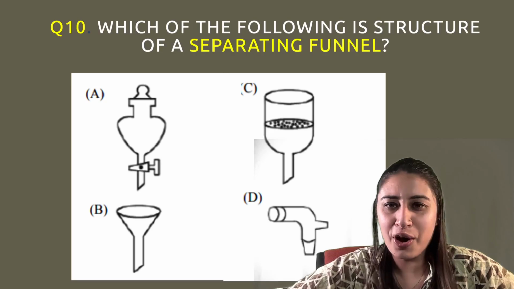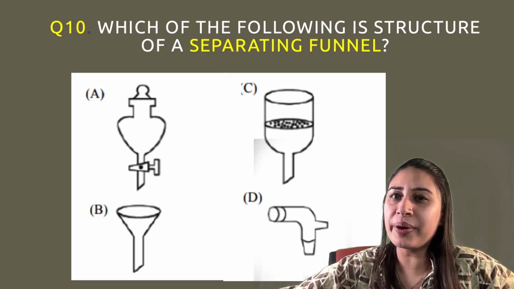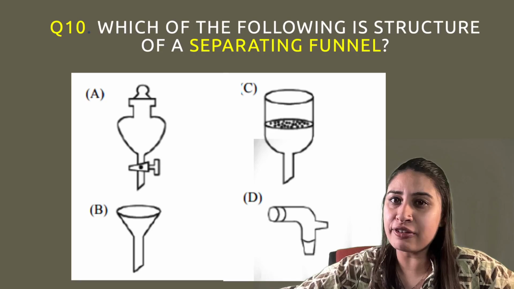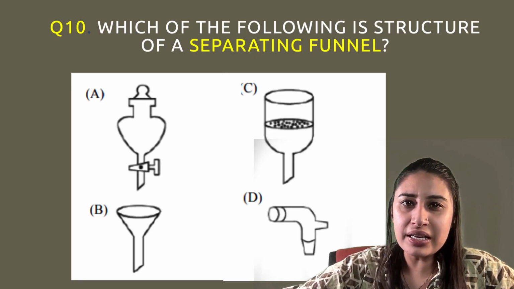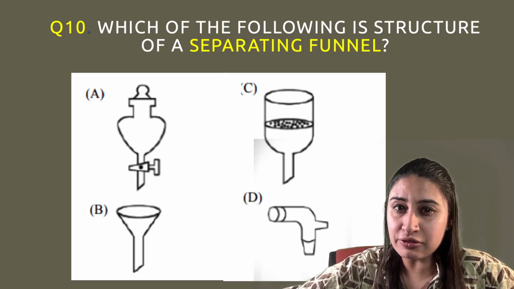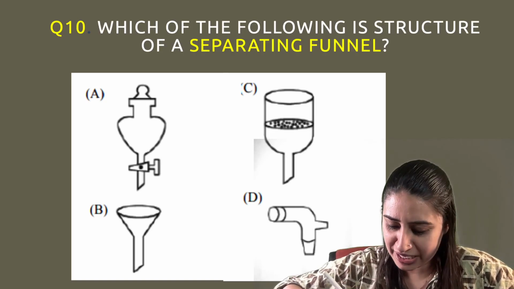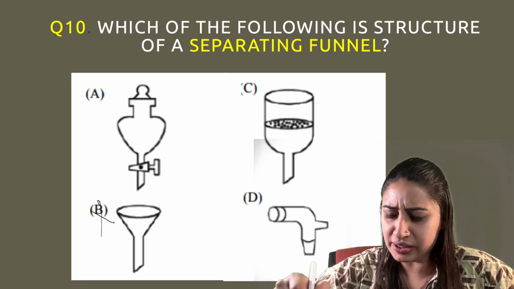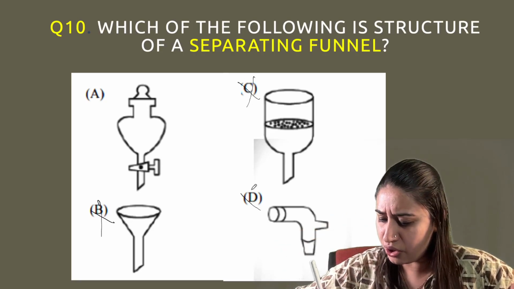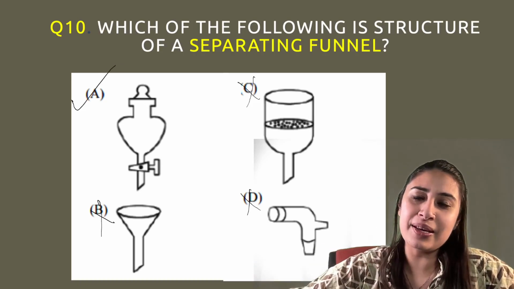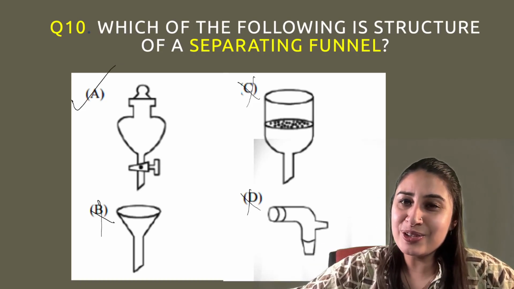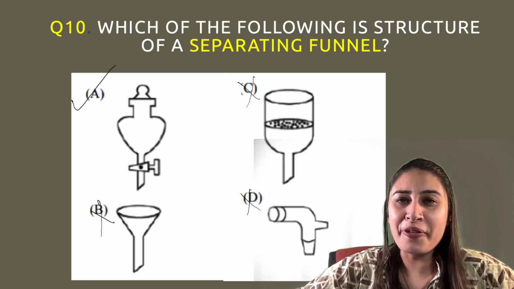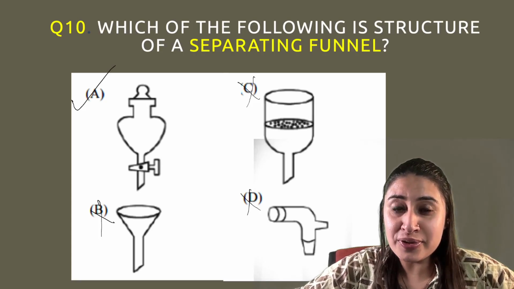Last question of the day. Which of the following is structure of a separating funnel? So you can see, you should know how the separating funnel looks like. It's not the normal funnel. B cannot be the answer, which is normal funnel. It is neither C nor D. A is the separating funnel. It is JEE Mains question of 2022. So A becomes the answer to this question.